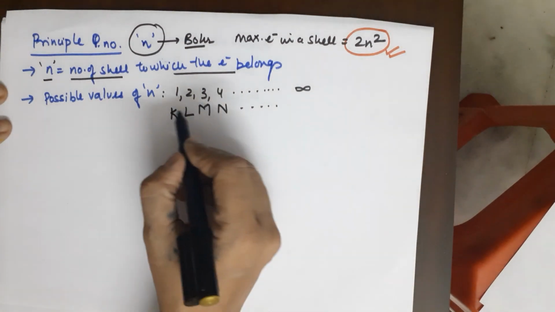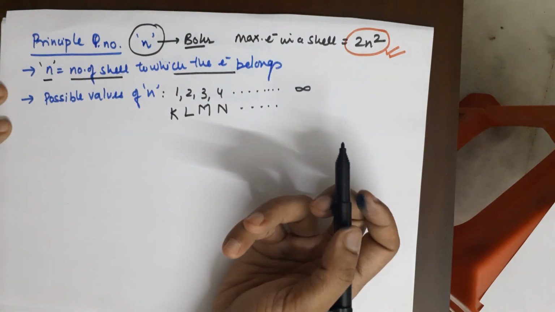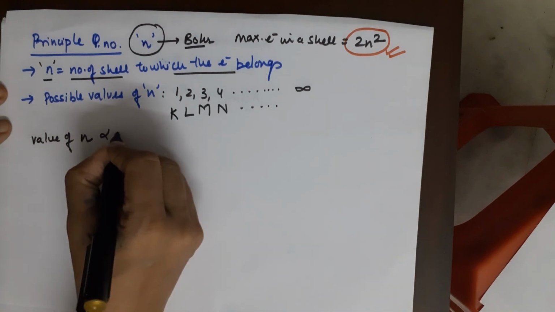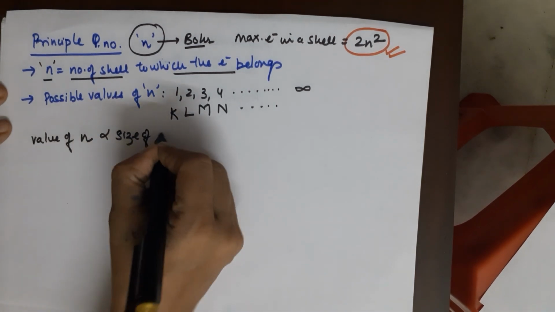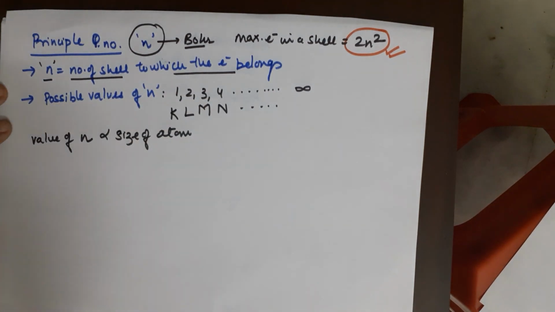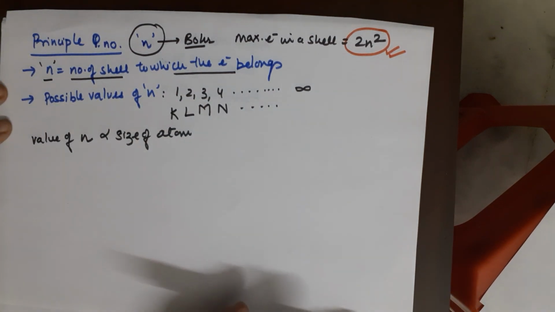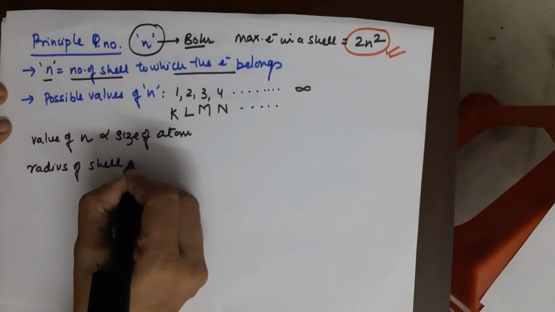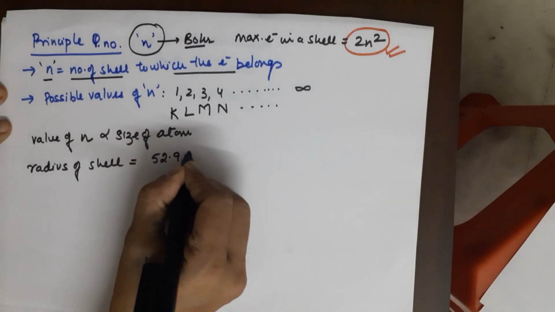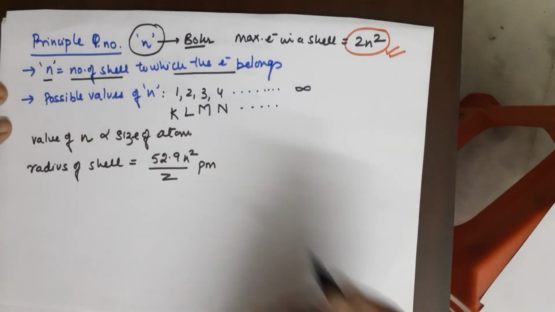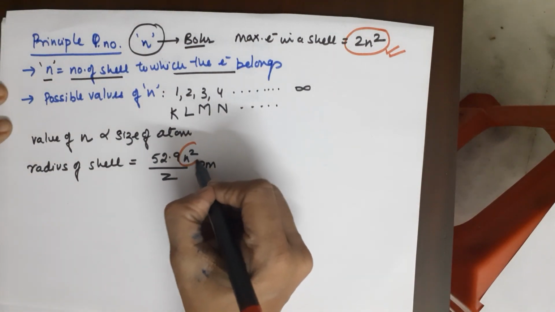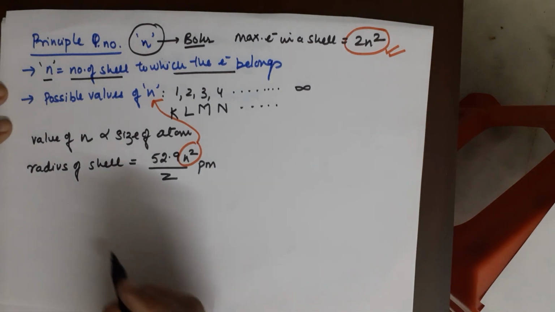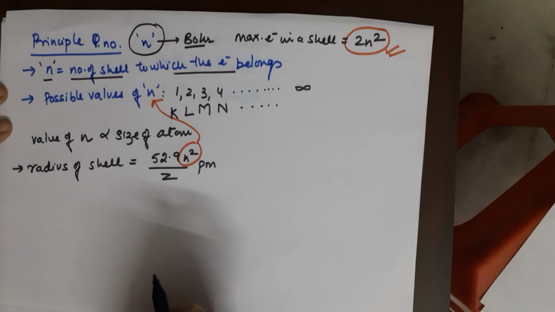If the shell numbers are increasing, then definitely the size is also increasing. So your value of n is directly proportional to the size of the atom. Larger the value of n, larger would be the size of the atom, which you very well know. There was a formula done. Radius of the shell is given by 52.9 n square by Z picometer, which clearly gives you this is your same principal quantum number, that is the number of the shell. So this also helps you in deciding the radius of the shell.